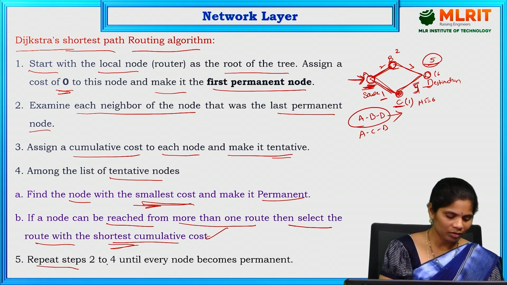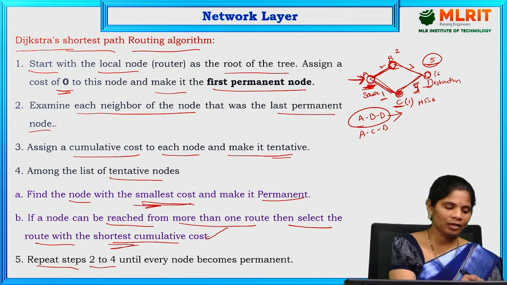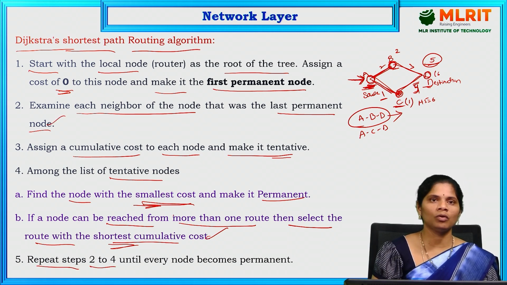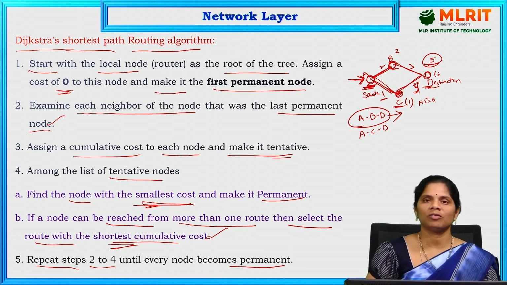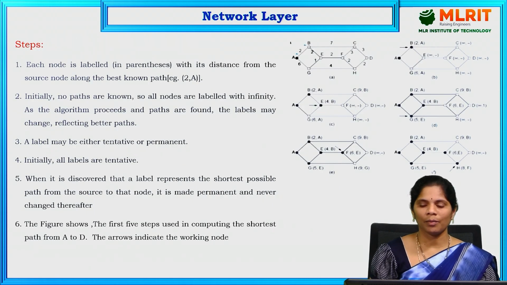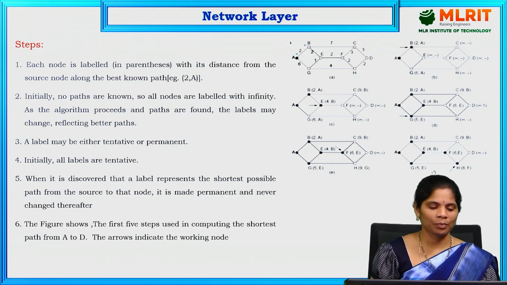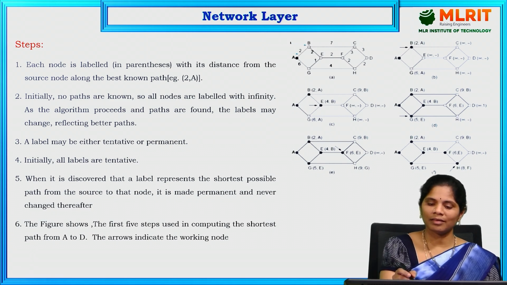Repeat steps 2 and 4 until reaching the destination, that is, the permanent node. We have to follow these steps only. So how does it happen? We have to see with one example. This is the example. See here.